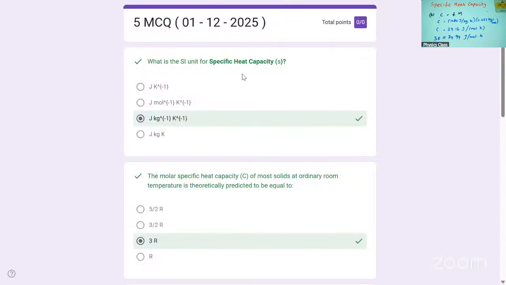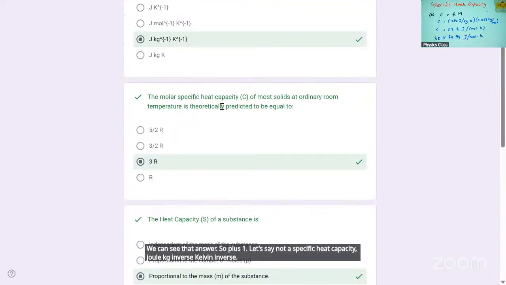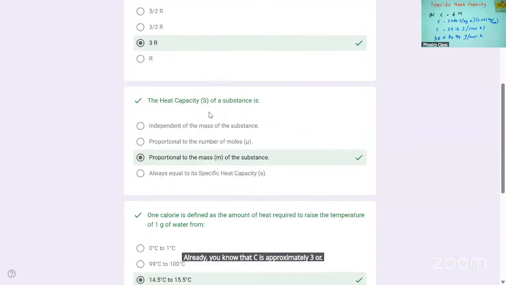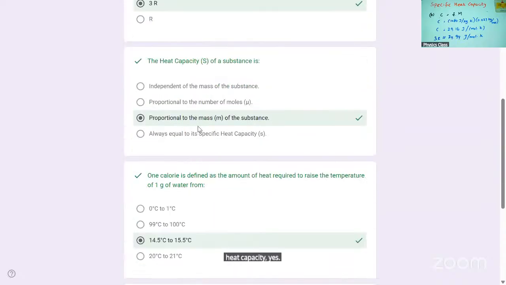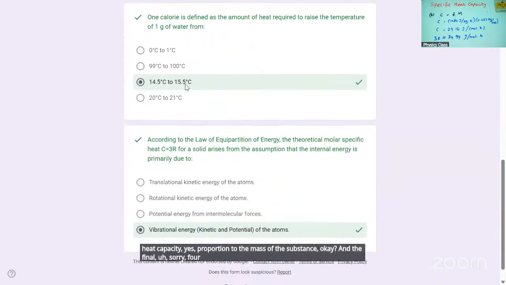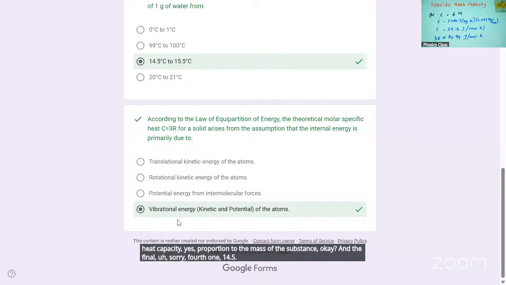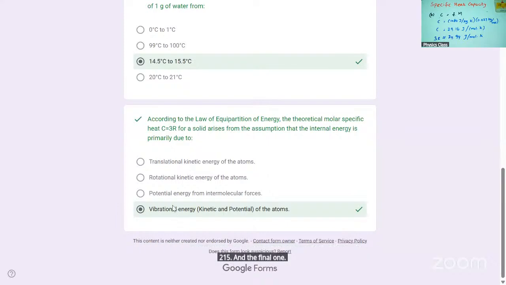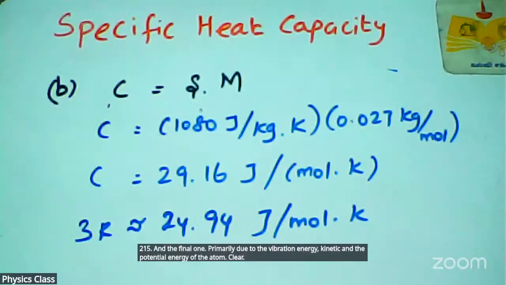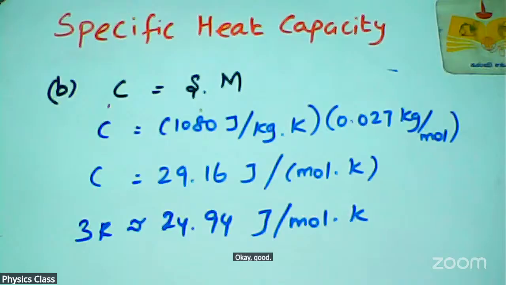So first one, the SI unit of specific heat capacity is Joule kg inverse Kelvin inverse. Already you know that C is approximately 3R. Heat capacity is proportional to the mass of the substance. And the fourth one, 14.5 to 15.5, and the final one, primarily due to the vibration energy, kinetic and potential energy of the atom. Clear? Okay, good. So these are all for today.